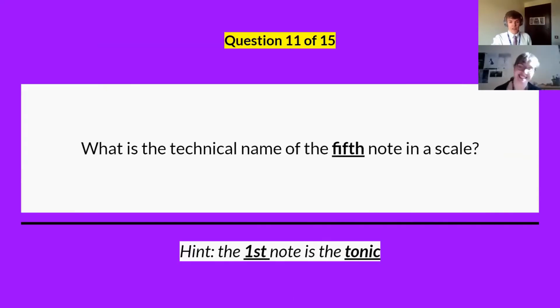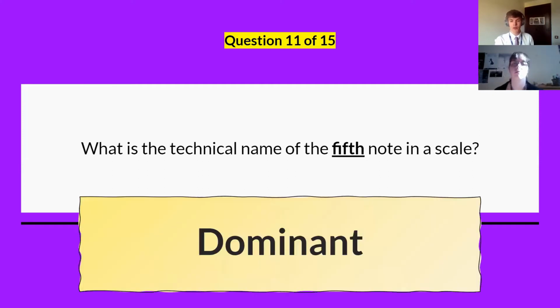Question number 11. So the question was, what is the technical name of the 5th note in a scale? Okay, and another hint here, the first note in a scale is called the tonic. So the 5th note up is called the dominant. Yeah, tonic is 1, supertonic, mediant, subdominant, dominant, submediant, and leading note.